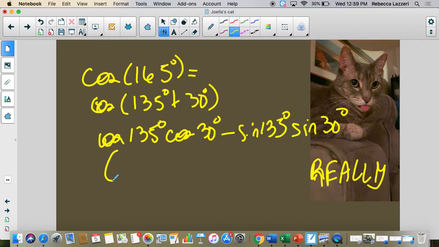So I have a question. I wrote it slightly differently, where I wrote 30 first. Will that make a difference? No, you would have cosine 30, cosine 135. Do you see they're still multiplied together?